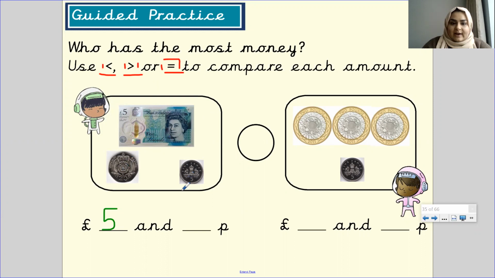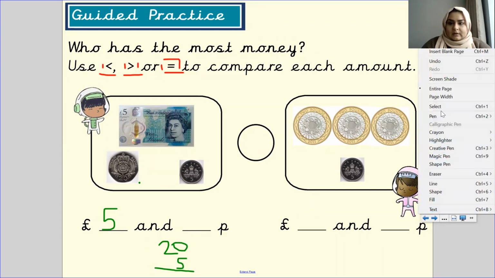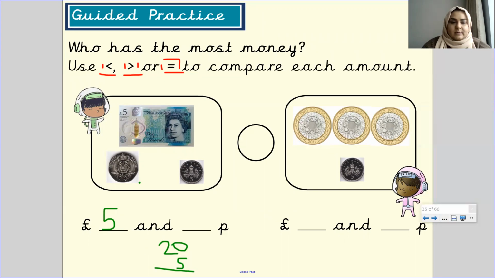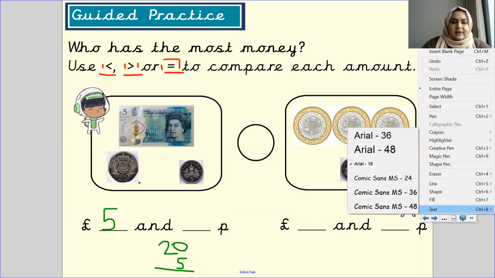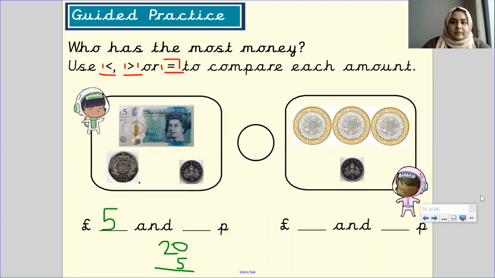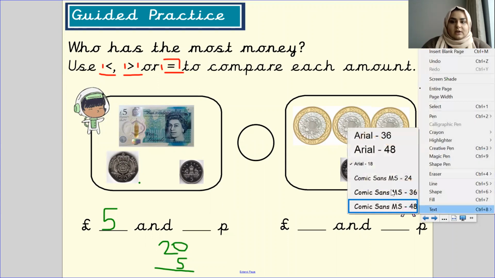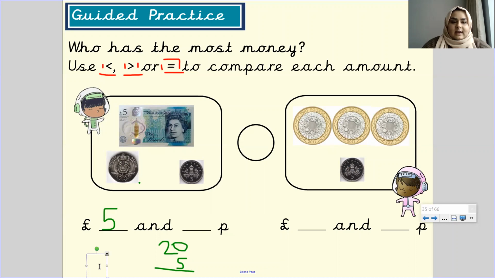Now I'm going to work out how many pennies he has. So I can see a 20p, which is here, and I can see a 5p. And I'm going to add these two together. Okay. Now, using my place value knowledge.